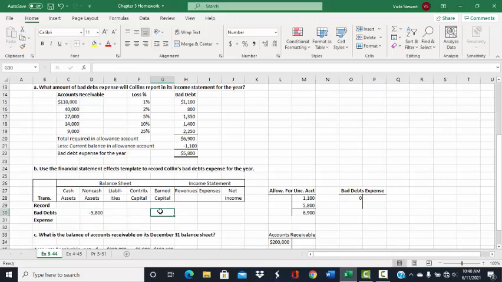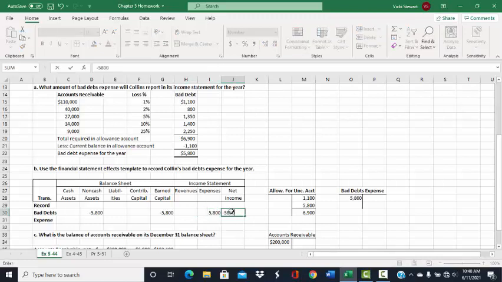So it will be a non-cash asset, and that will be a reduction, again, because it's a contra asset. Also, we know that the bad debts expense will flow through eventually to retained earnings, and that will reduce retained earnings. On the income statement, the bad debt expense will increase expenses and decrease net income.